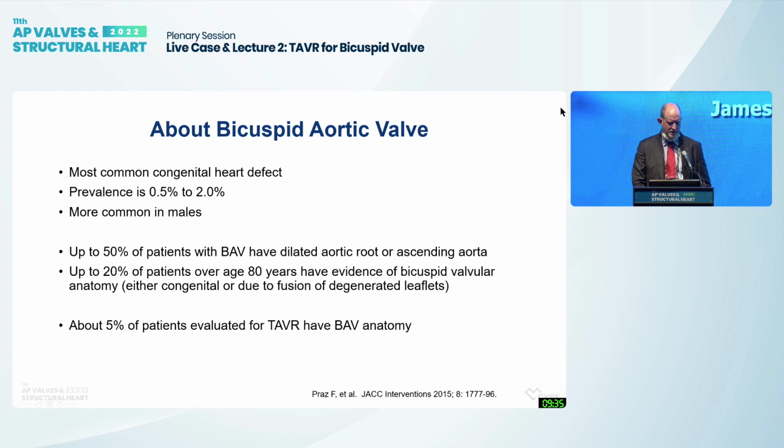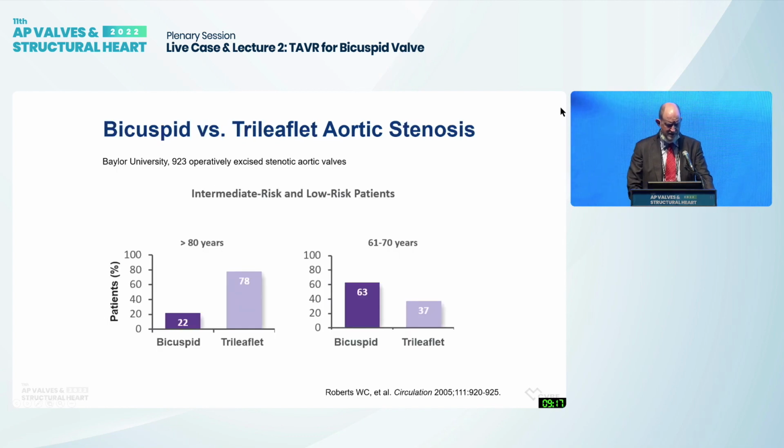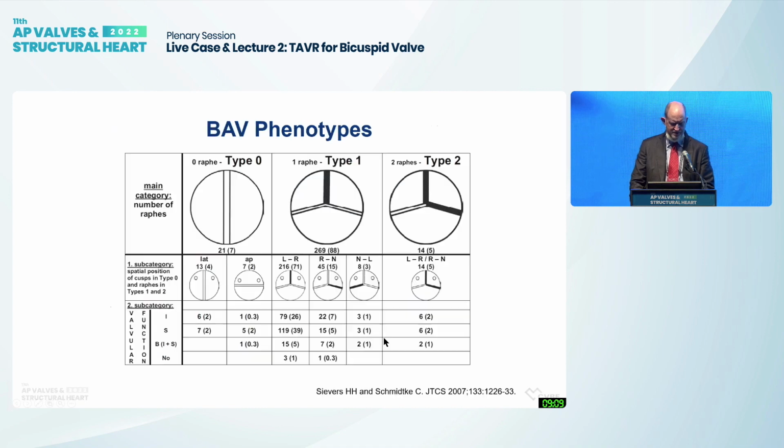So we know that it's the most common congenital heart defect, up to 2% of people. Younger patients who have severe aortic stenosis tend to be more commonly bicuspid. In the U.S., it's about 5% of TAVR, while in some Asian populations it seems to be a little higher than that for TAVR patients. And you can see here that in the younger, defined as less than 70, bicuspid is a much more common morphology by this pathology study.